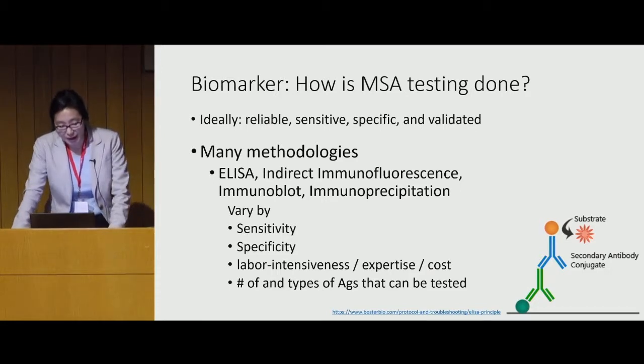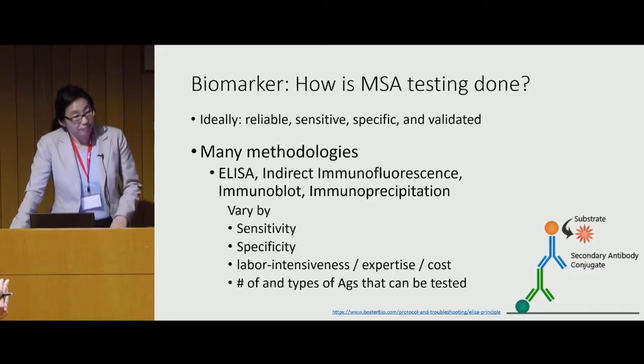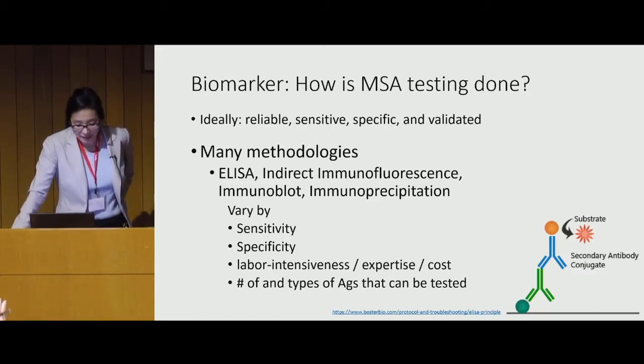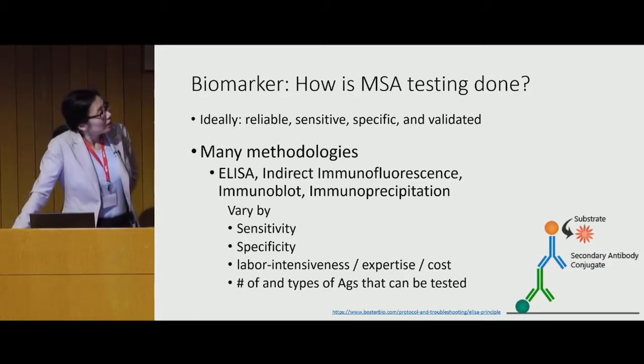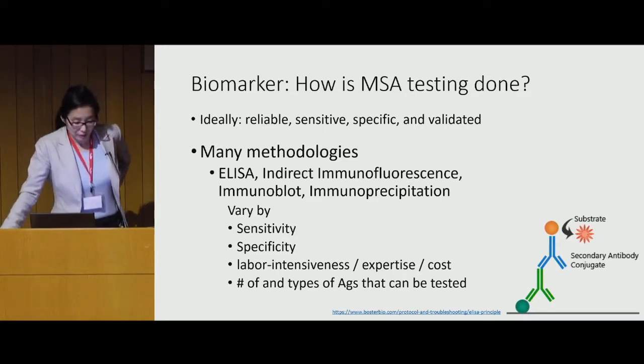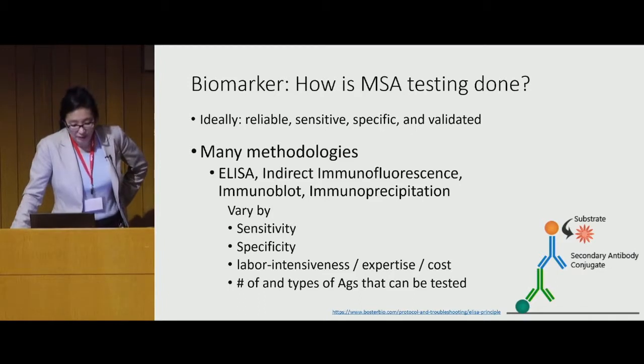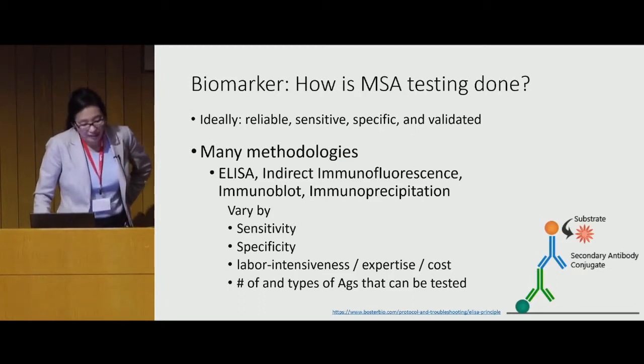And we heard about how with immunoprecipitation, for example, it can be very labor intensive because it's very specific and sensitive, but it costs a lot in time and in money because it requires a lot of expertise. So we have to weigh that as far as if that's the best test. And then the different types of methodologies differ in how many different antigens or how many different MSA groups they can test at once and what types of antigens they can test for.